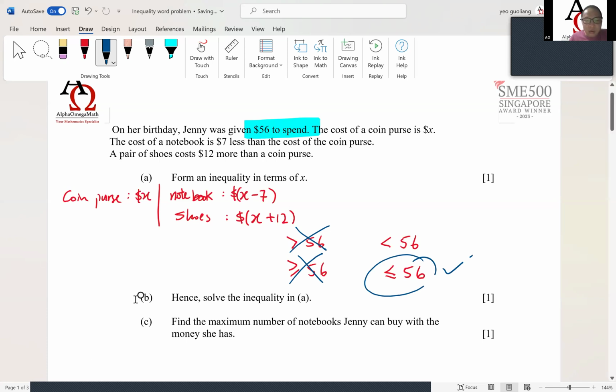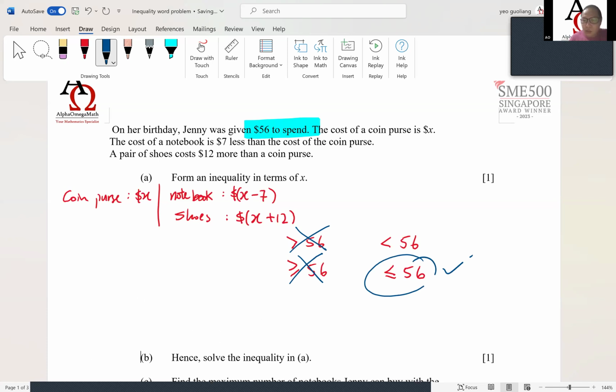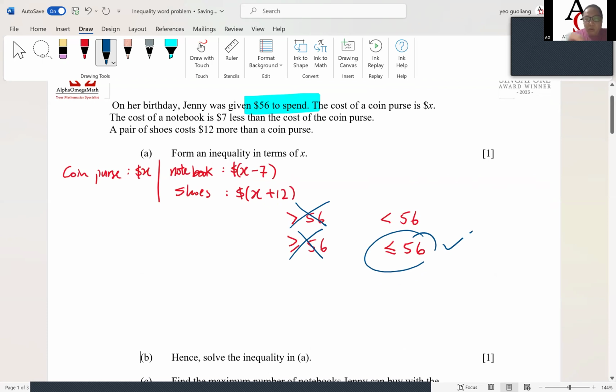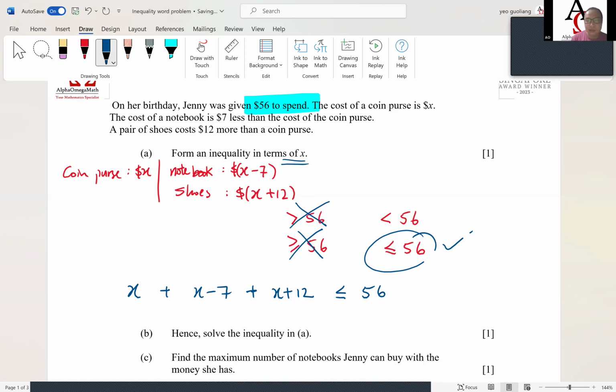Okay, so that is how it should be in your thought process when you form the inequality in terms of X. So let's sum all the items together. You've got coin purse, notebook, and shoes, and it cannot be more than 56. It can be 56, but it cannot be more than 56. So it has to be less than or equal to. Forming it is basically the first part of the question.